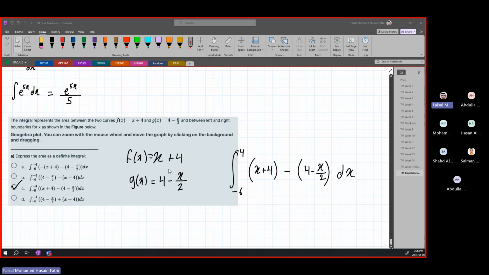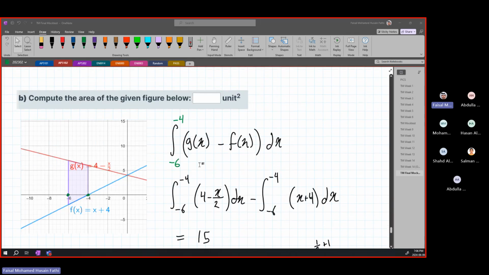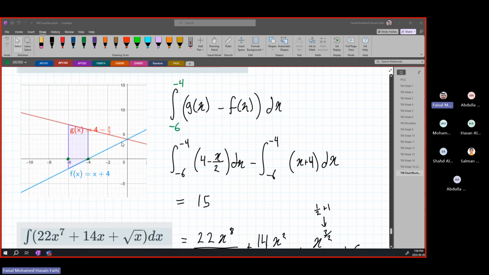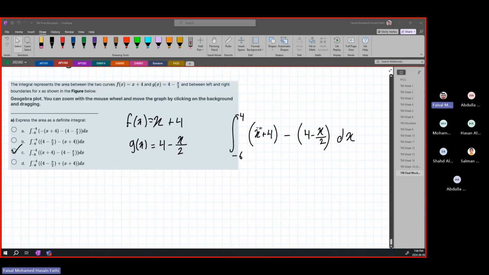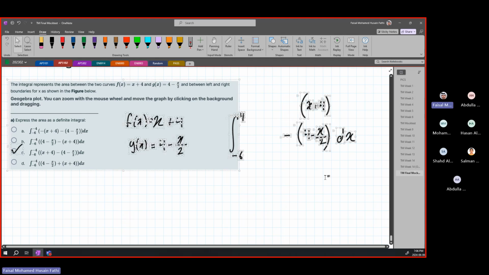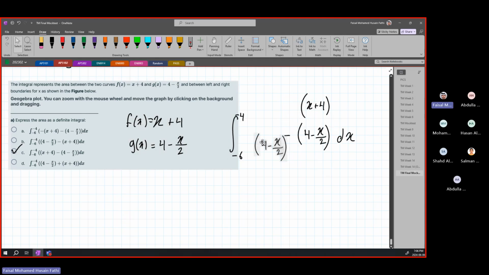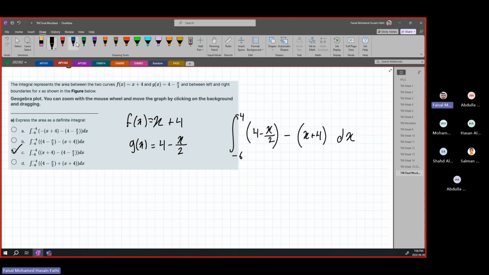Actually, no. Remember, the up over here was different. Yes, it was the opposite because we have g of x as up. So it's going to be g of x minus f of x. So we're just going to swap these two places like we did earlier, right? It's going to be 4 minus x over 2 minus x plus 4. Remember, it is simply up minus down, okay?